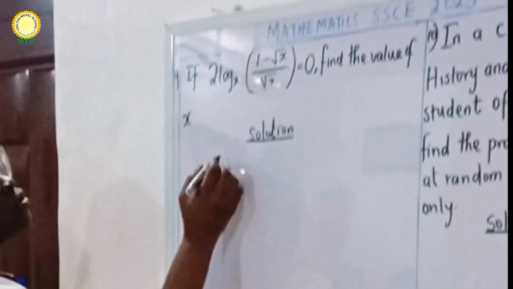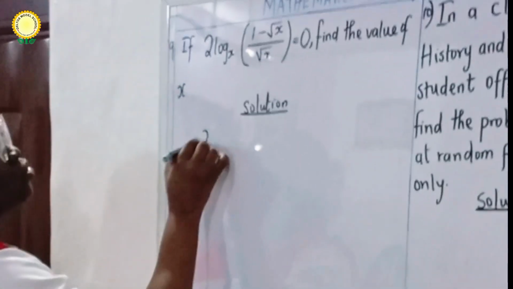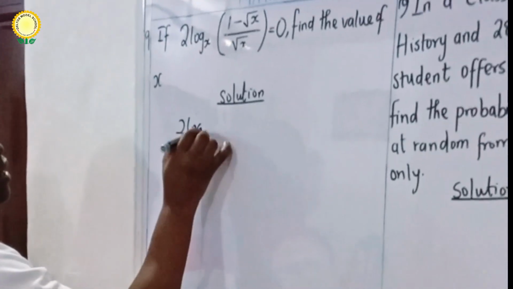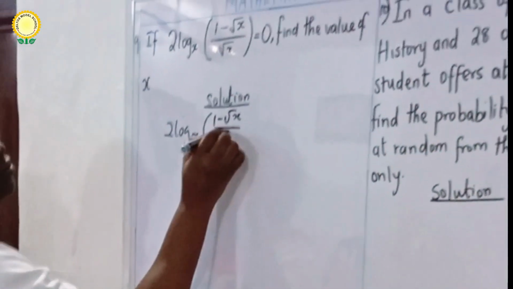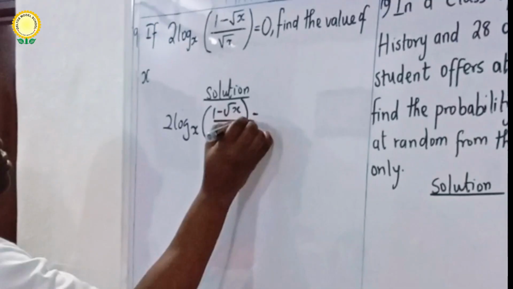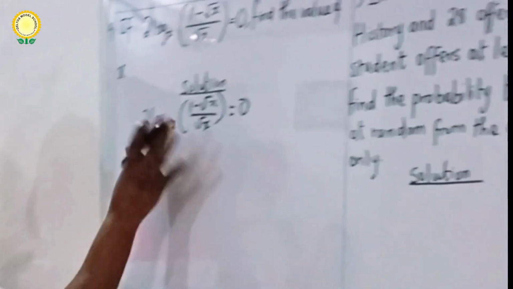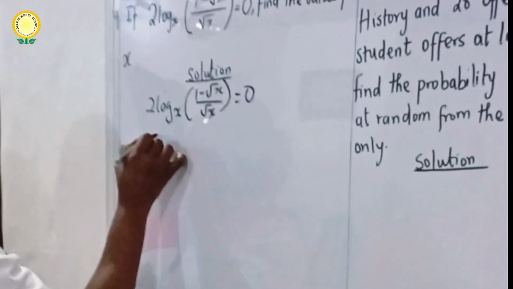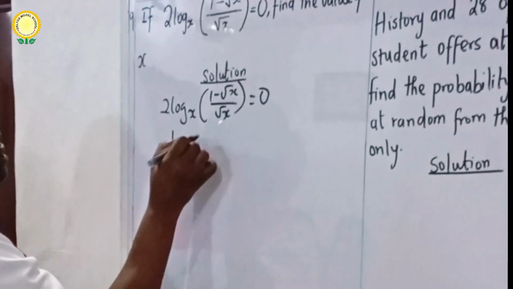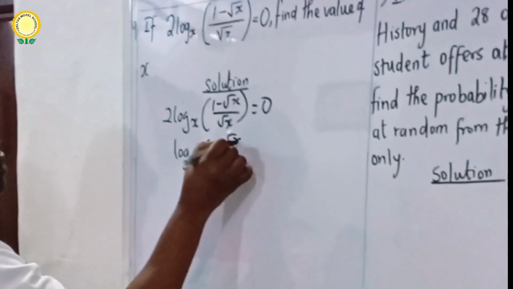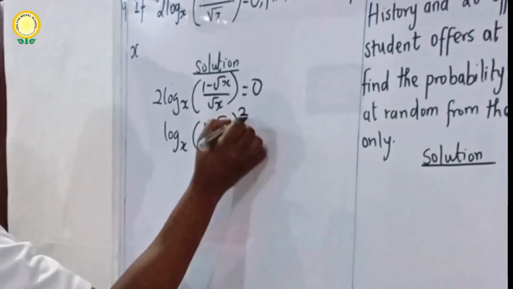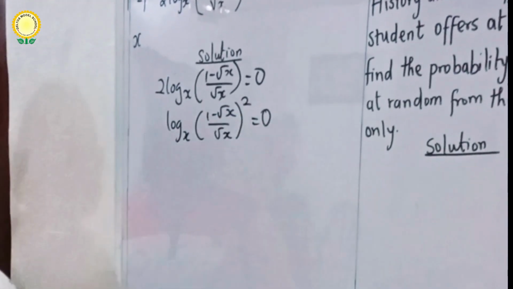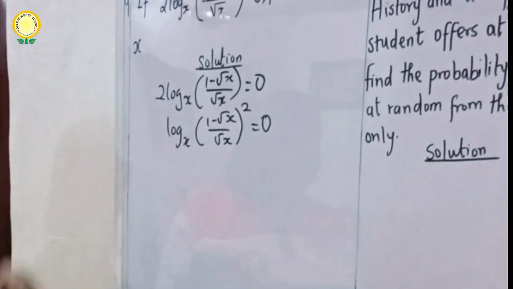So we are going to put these 2 as I said. So we have 2 log x of (1 minus square root of x) over square root of x equals 0. Always try to rewrite your equation. Then we have log x of ((1 minus square root of x) over square root of x) raised to power 2 equals 0. That's one of the laws of logarithm.